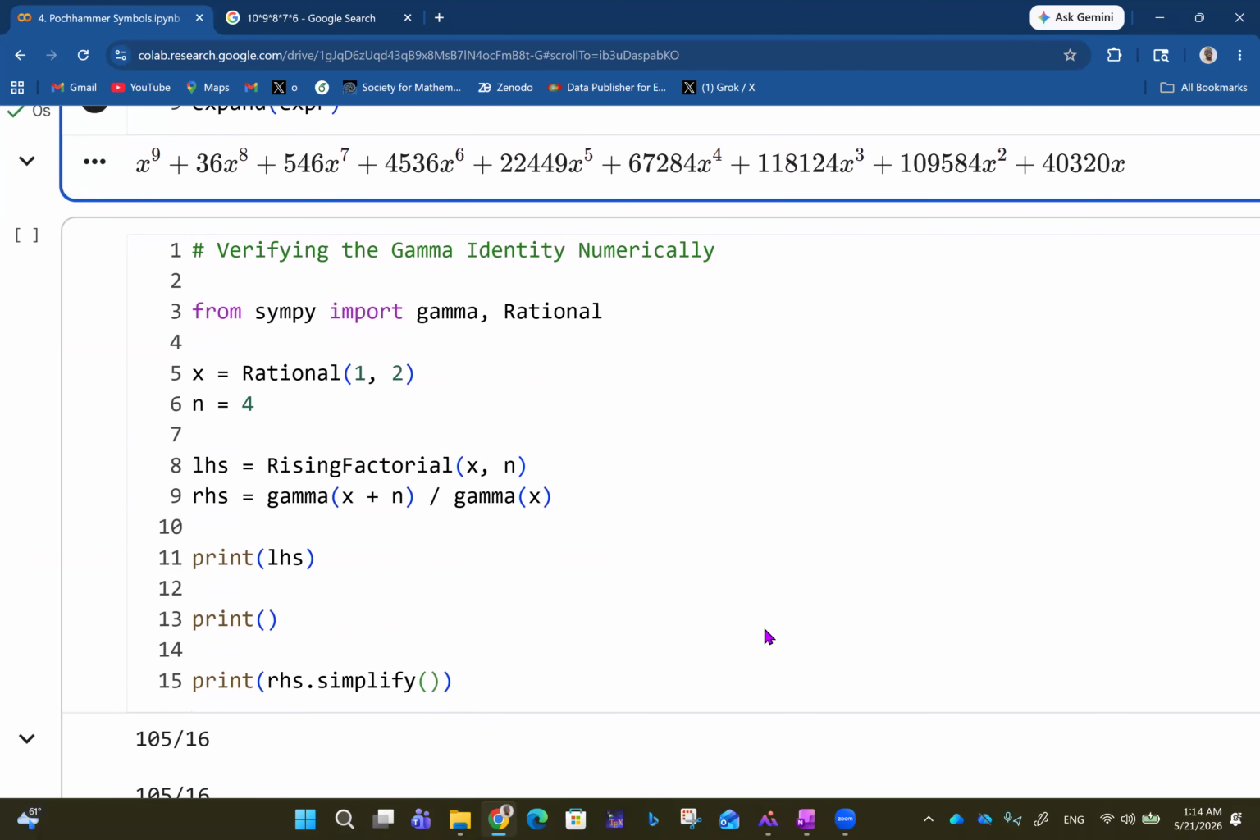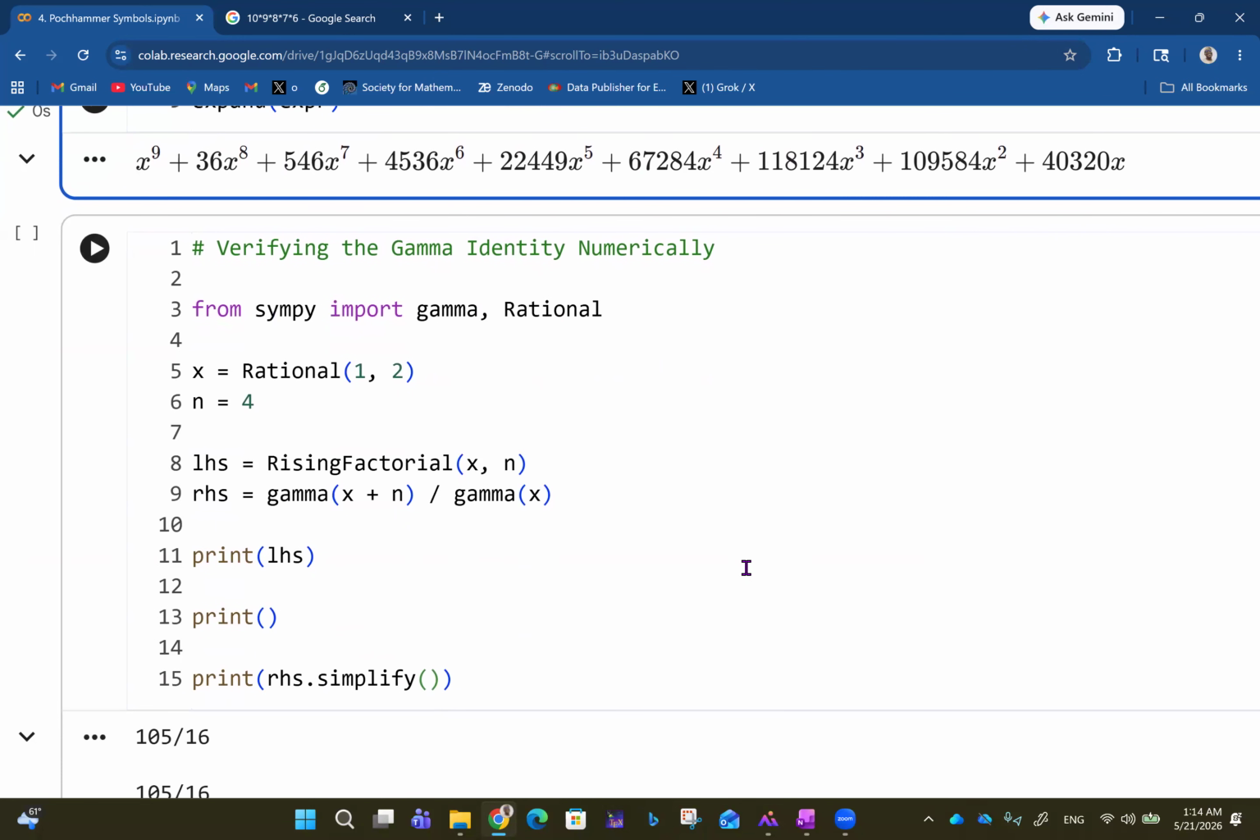So you can also verify the gamma identity numerically. So imagine from SymPy you import gamma and Rational. So x is Rational, that's half, right? That's half. And n, take n to be 4. So for rising factorial you now have half sub 4. That's 1 over 2 times 3 over 2 times 5 over 2 times 7 over 2. We did something like that before. We get 105 over 16.